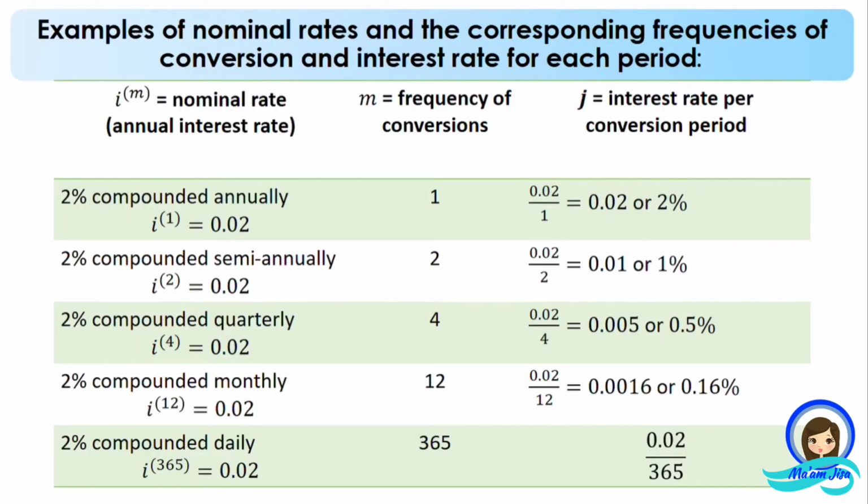Here are some examples of nominal rates and the corresponding frequencies of conversion and interest rate for each period. So we have here the nominal rate, the frequency of conversions, and the interest rate per conversion period. For example, we have 2% compounded annually, so that would be I1. It's because 1 is annual and it's 0.02, so M is just 1 since it's annual. Then semi-annually is 2, and M is changed to 2 as well. Quarterly, so it's 4, I4. Then monthly, it's 12, and then daily, it's 365. For the interest rate per conversion period, the formula there is to divide the nominal rate by the frequency of conversion. So you can see that the frequency of conversions do matter for the interest rate per conversion period.